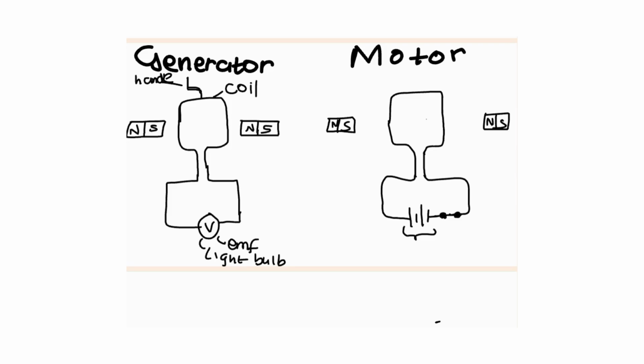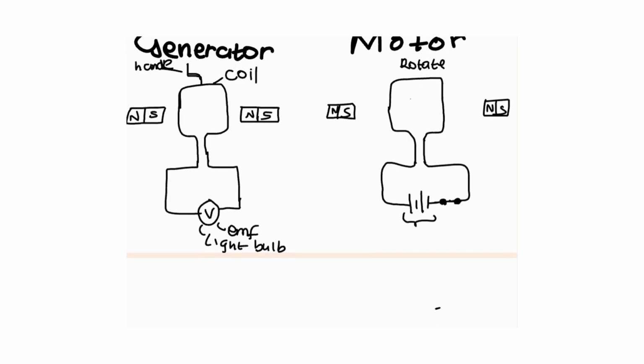As current starts to flow and moves into the conductor being in a magnetic field, the conductor will now do what? It is going to rotate. So you would see now that we are moving from electrical to mechanical energy. I hope you are still following. I hope you are still with me. This is the whole idea of how a generator and a motor works.